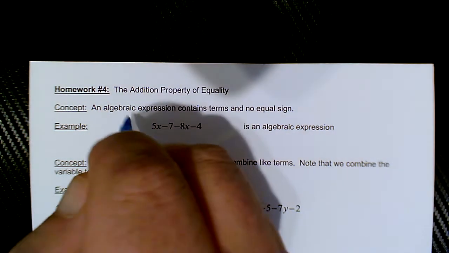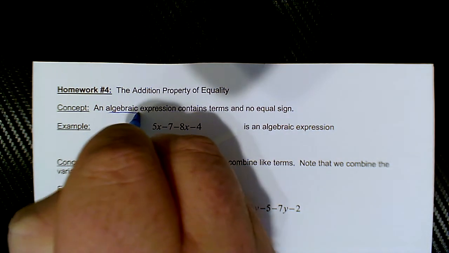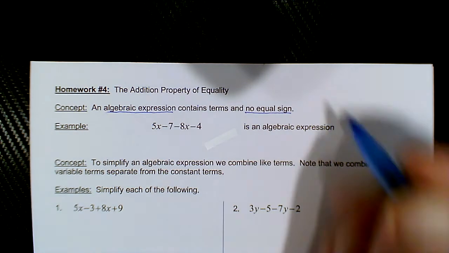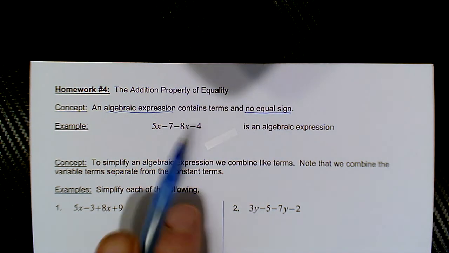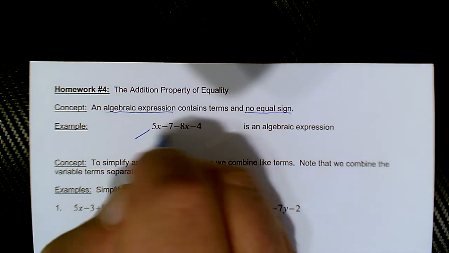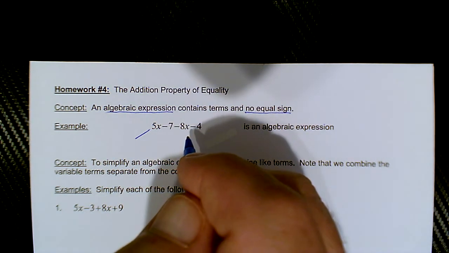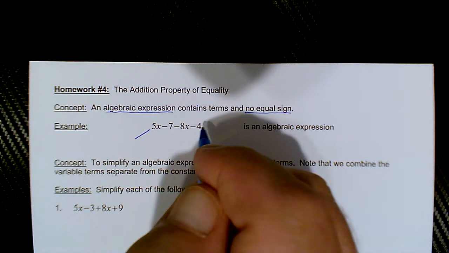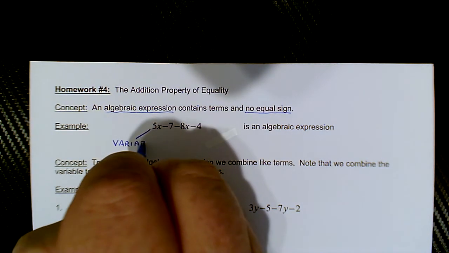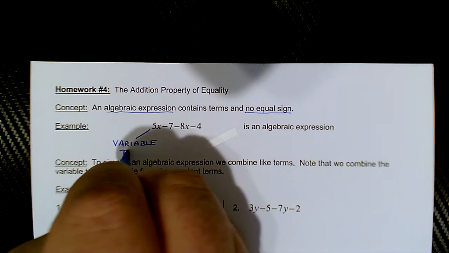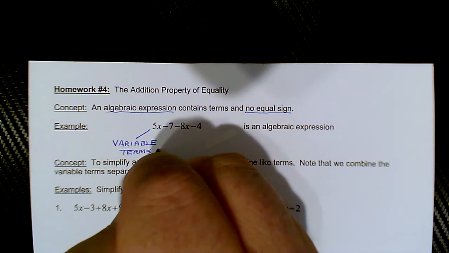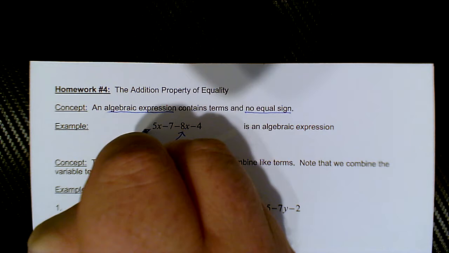And an algebraic expression does not contain an equal sign, so there's no equal sign in an algebraic expression. So here's an example. And the terms that contain the x or the m or the n or the p, these are the variable terms. So 5x and negative 8x would be the variable terms in this case.